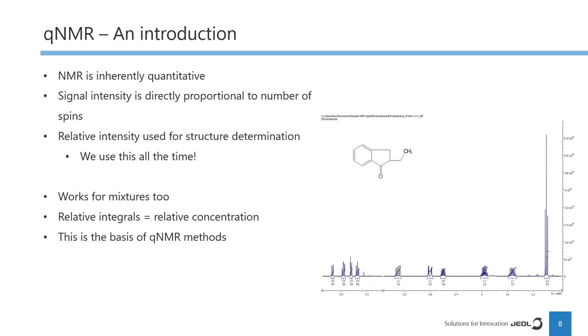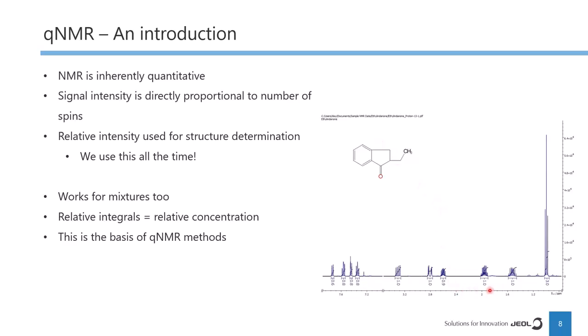If we double the amount of sample, we double the size of the signal in absolute terms that we get back. And we're all familiar with the concept that the integral of a signal is proportional to the number of spins that produce that signal. And we use this idea all the time, particularly relative intensities between signals in our NMR spectrum. We use this all the time when we're doing structure determination, for example. So in the example I have here, we have our molecule, ethyl-indinone.